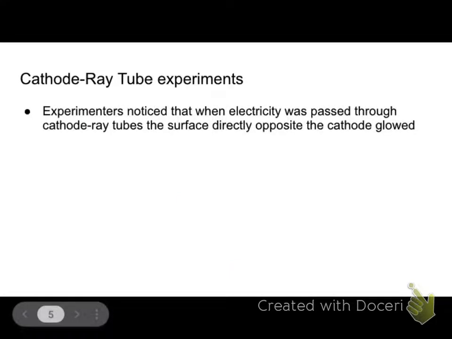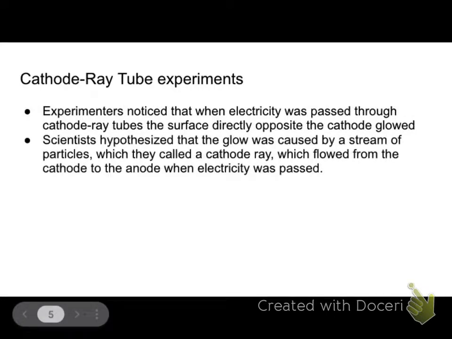The experimenters noticed a couple of things. They noticed first that when they passed electricity through these cathode ray tubes, directly opposite of the cathode, so that spot we noticed on there, that the tube would glow a little bit. There'd be a faint glow. They hypothesized that this glow was caused by a stream of particles, and they didn't have a name for those particles, so they called them a cathode ray. And they said when that flowed from the cathode to the anode, electricity was passed, and that's why it was glowing.